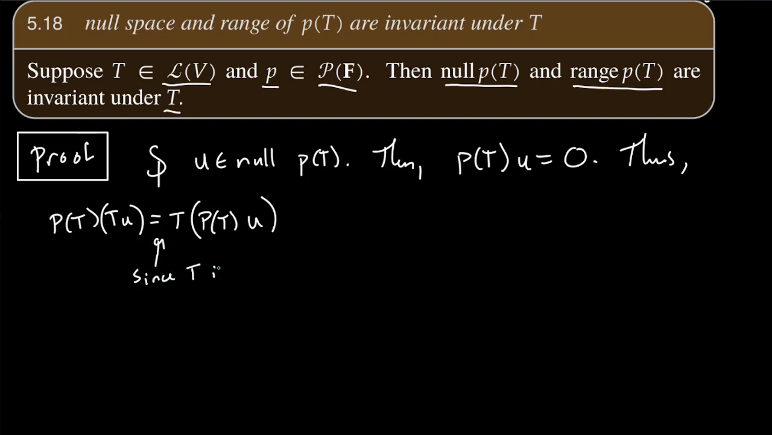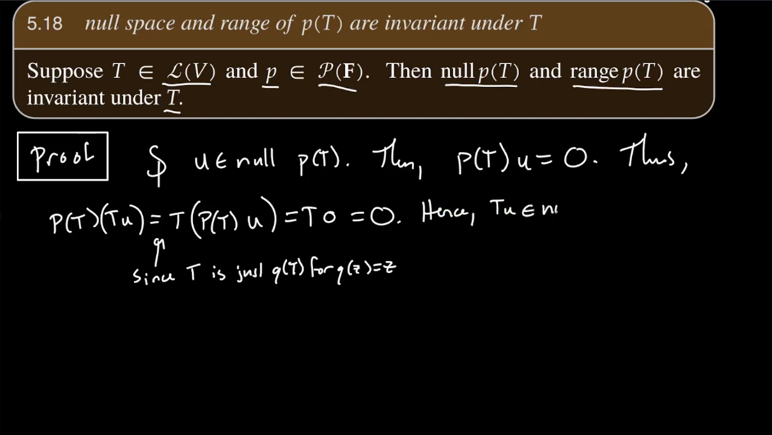Since t is just q of t for q of z equals z, right? So this is just p of t, q of t is equal to q of t, p of t. Nothing too crazy. So this is just t of 0, which is 0. Hence, tu is in the null space of p of t.